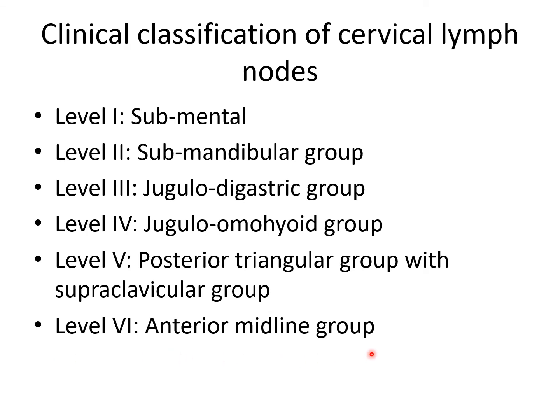In a classical radical neck dissection, it involves the removal of these lymph nodes and also the removal of the sternocleidomastoid muscle along with the internal jugular vein and the spinal accessory nerve. But in modified radical neck dissection, these lymph nodes are removed, but it spares some structures like the sternocleidomastoid muscle, internal jugular vein, and the spinal accessory nerve. In selective neck dissection, it involves only some, but not all, of the groups of the lymph nodes.